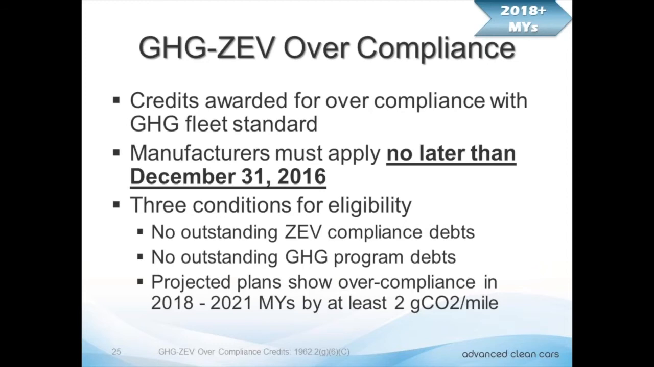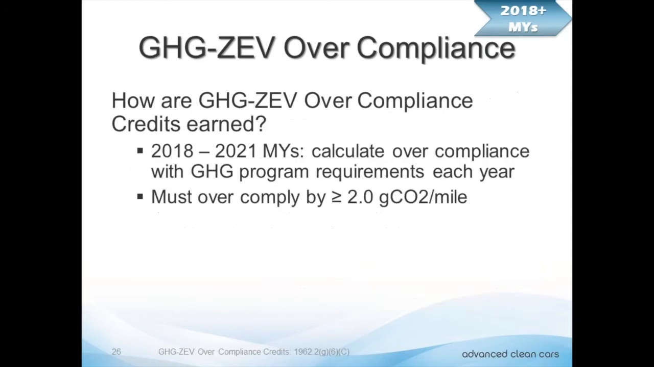Next, we will look at how a manufacturer earns these credits. Once a manufacturer is eligible, it must show every year an overcompliance of at least 2 grams CO2 per mile with their previous model year's GHG program requirements.